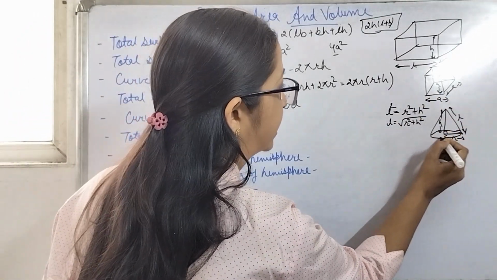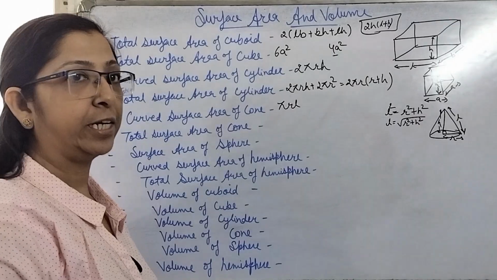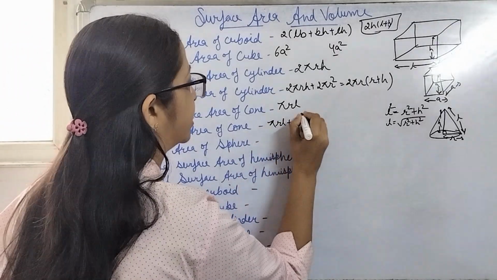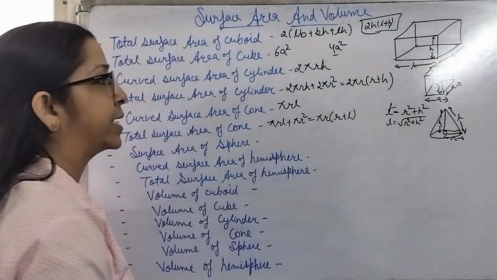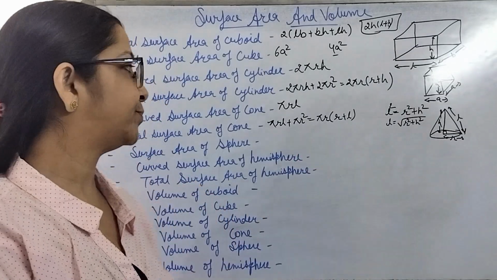When we add this circular area also, it will give us the total surface area of the cone. That will be pi RL plus pi R square, that is pi R in bracket R plus L. This will be the total surface area of the cone.